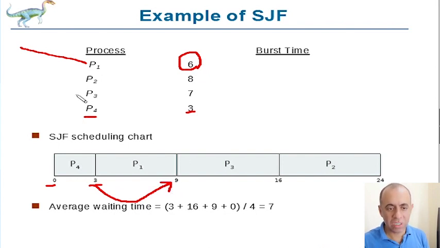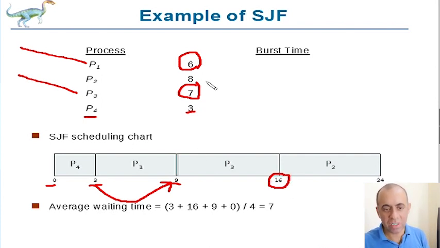Similarly, the third process was P3. It started at time unit 9. It had to stay in the CPU for 7 time units. It ended at 9 plus 7 equals 16. And similarly, the last one came, which is of 8 time units, P2. So 8 plus 16 is 24.